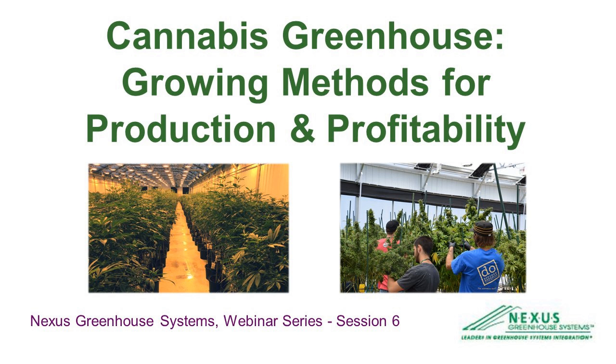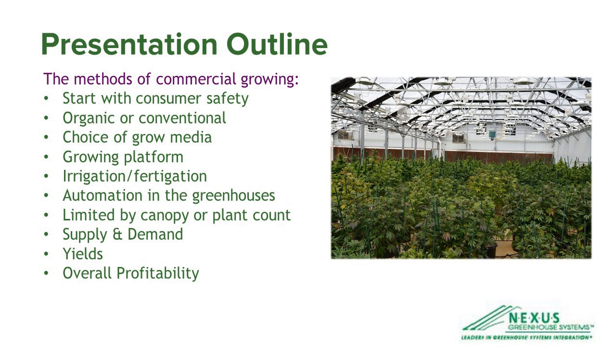Thank you, David. First thing I'd like to do is go over the outline of the presentation today. Our main focus today is going to be the methods for commercial growing. We're going to start with consumer safety. We're going to talk about organic versus conventional growing, choice of the growing media, the growing platform, whether you're growing on a bench or on the ground, irrigation and fertigation techniques, and automation inside the greenhouse. Then we're going to talk a little bit about how you might be limited by your canopy size or your plant count. And lastly, we're going to follow up with supply and demand, yields, and overall profitability of the greenhouse.